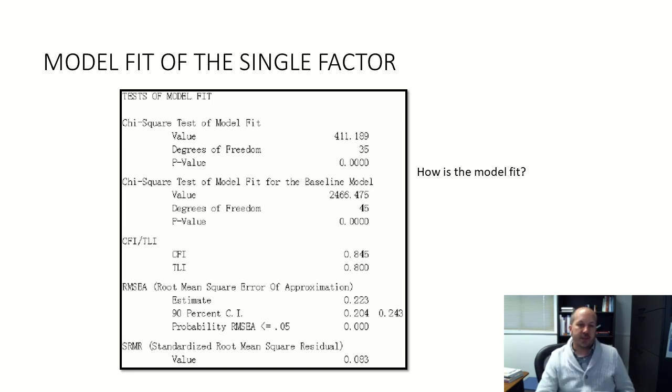So if you look at this, chi-squared is significant, so that's not great, but again, large sample size, it often will be. The CFI and the TLI are both below 0.9. They're pretty bad. The RMSEA is 0.223. That's atrocious. And our SRMR is 0.083, so it's not terrible. But our RMSEA and our CFI and our TLI are not good. So I'm not very happy with this.